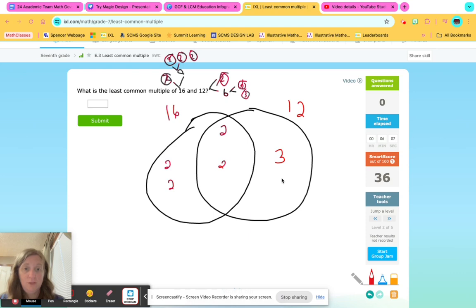Okay? So the 16, 2 times 2 times 2 times 2, yes. The 12, 2 times 2 times 3, yes. So that all works out. But now to find the least common multiple, I'm going to multiply all of these numbers together. 2 times 2 times 2 times 2 times 3. This is 4. This is 4. So that's 16. And then I'm just going to do 16 times 3. Okay. And then that's going to give me my least common multiple. So 16 times 3 is 48. And so my least common multiple is 48.